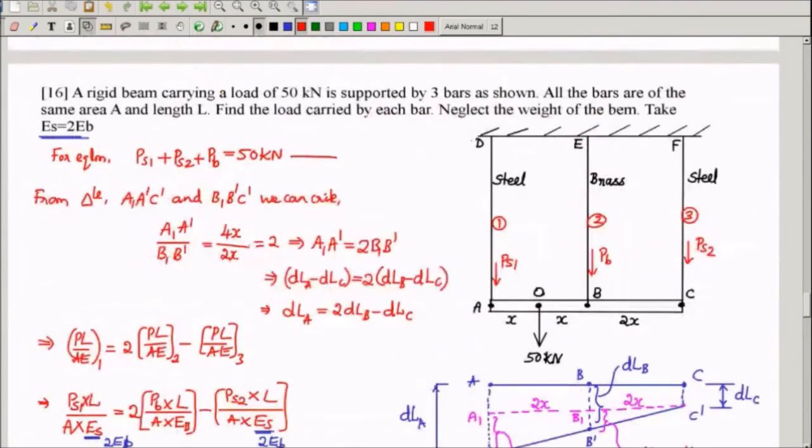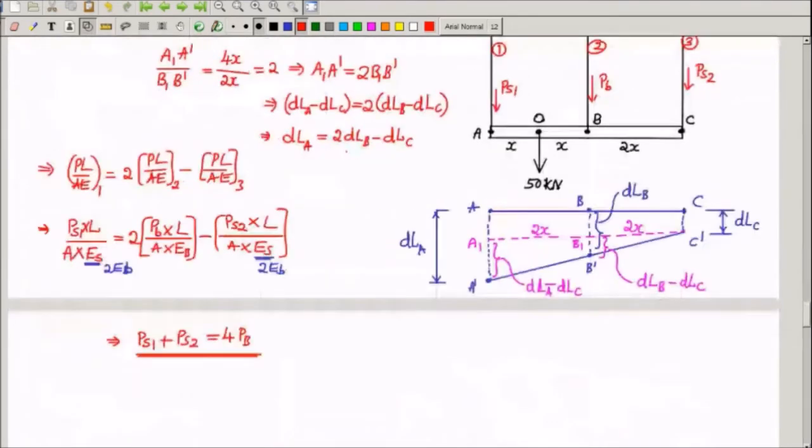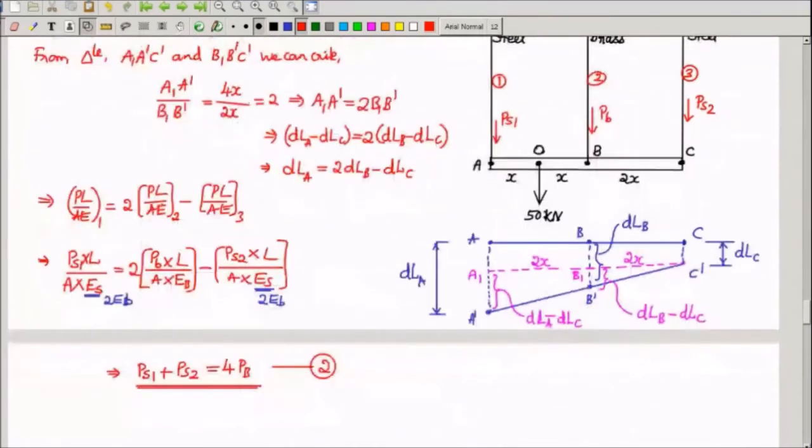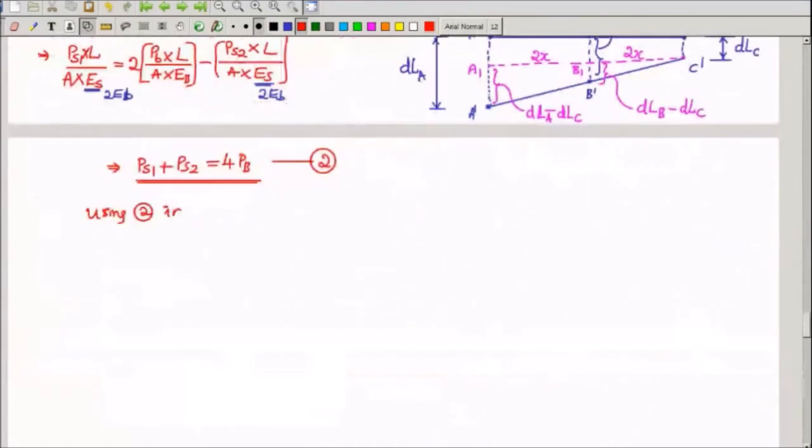This equation is already there. This is equation 1, the equilibrium equation. And this is the kinematic condition, equation 2. Using equation 2 in equation 1, we can write 4 P_B plus P_B is equal to 50 kilonewton, or P_B is equal to 10 kilonewton. So we got one unknown, but still P_S1 and P_S2 separately we should be able to calculate.